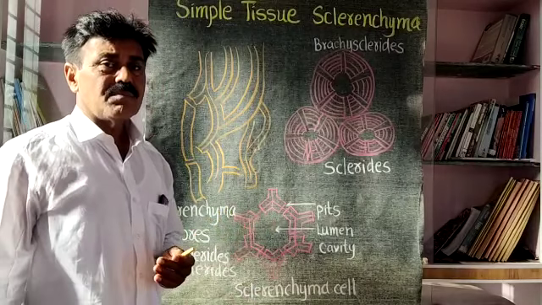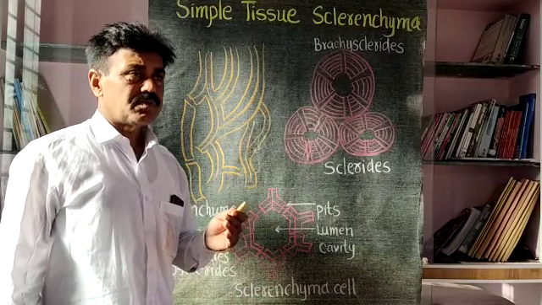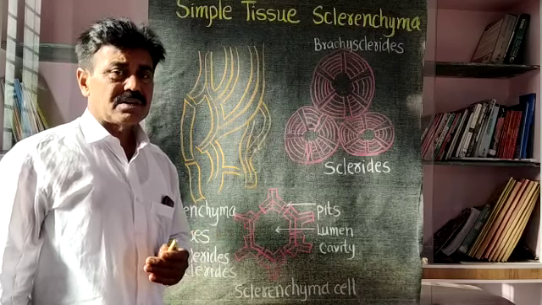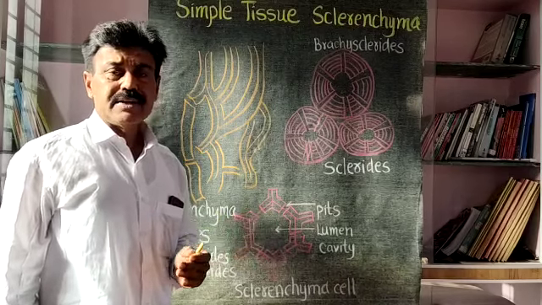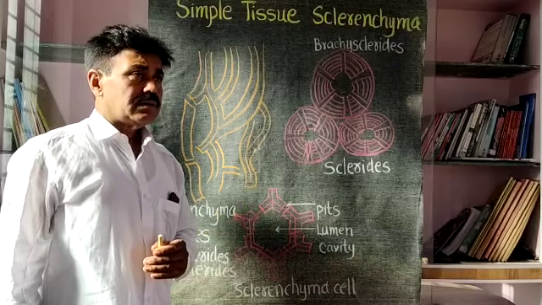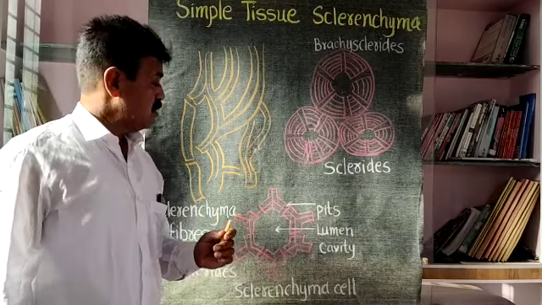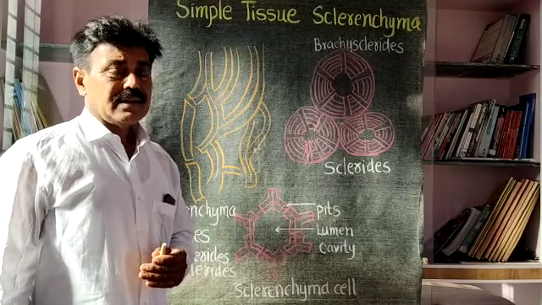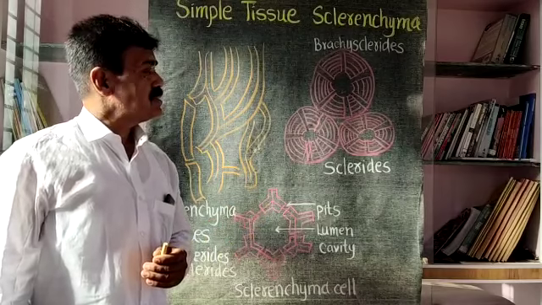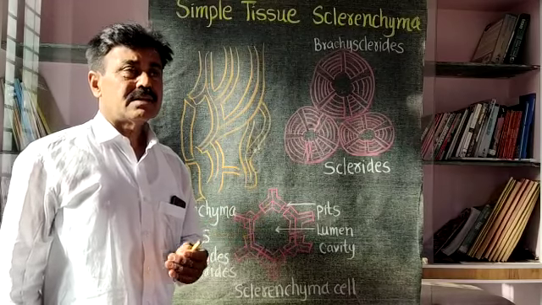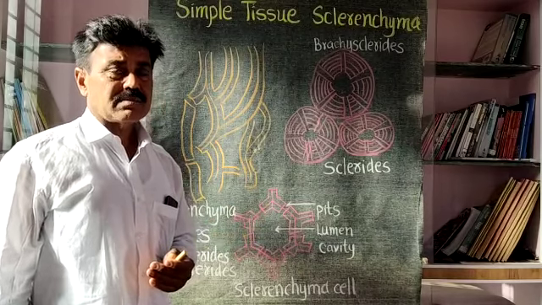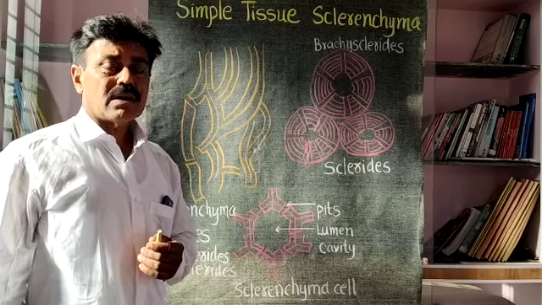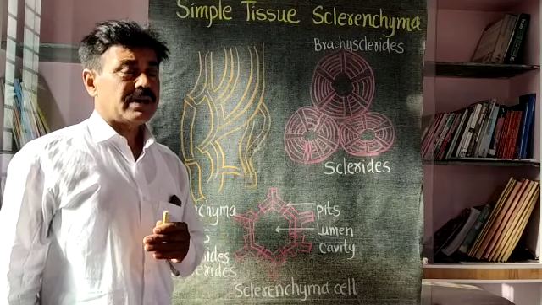That means in simple tissue, the first two tissues, parenchyma and collenchyma, are living tissues, and the third tissue is the only dead tissue in the simple tissue, and this tissue is only for a mechanical purpose in the plant body. Sclerenchyma is distributed in the plant body in different regions. It may be present in the hypodermal region, in the cortex, or in the vascular region.